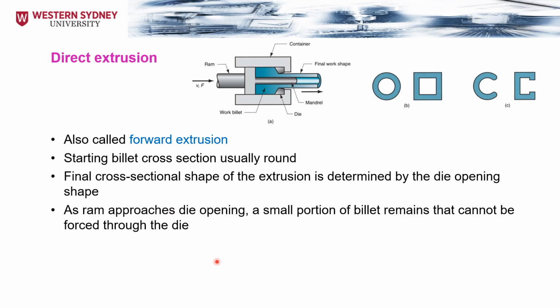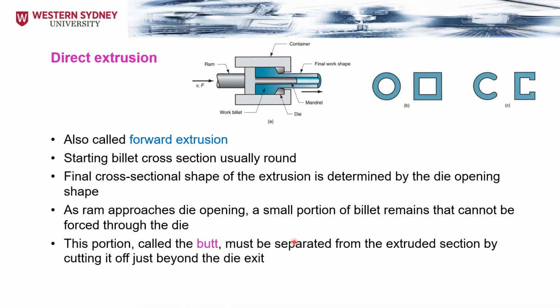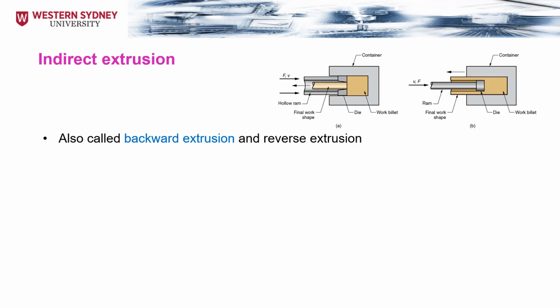As the ram approaches the die opening, a small portion of the pellet is going to remain that cannot be forced through the die. So here, we're going to have some material that cannot be pushed through the die. And this material is going to be called the butt. This must be separated from the extruded section by cutting it off just beyond the die exit.